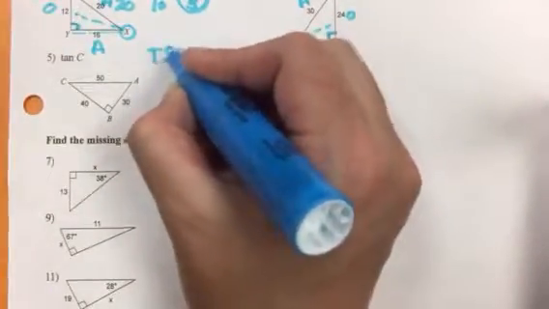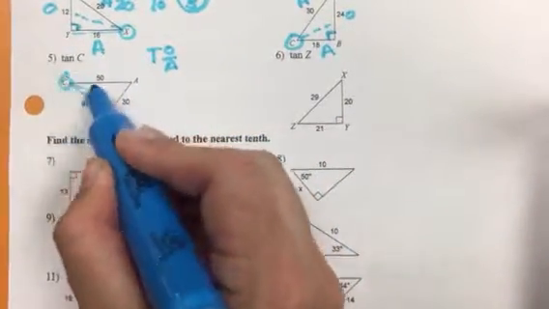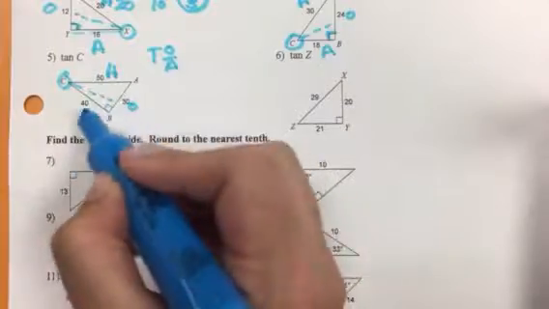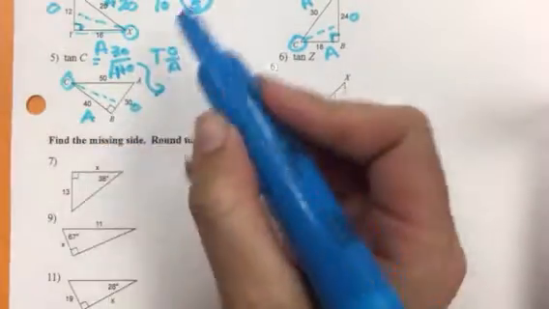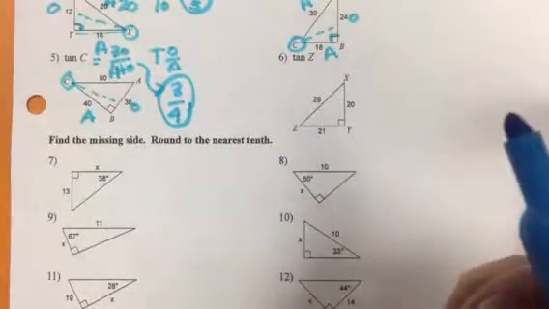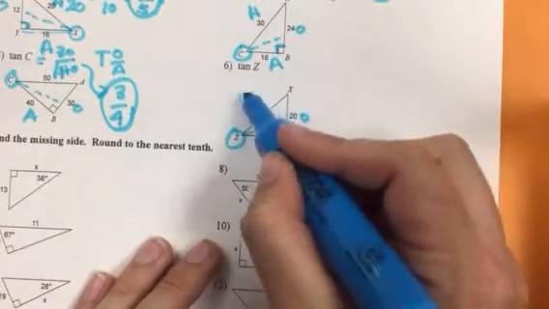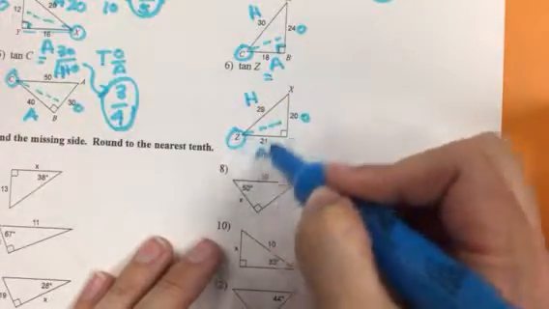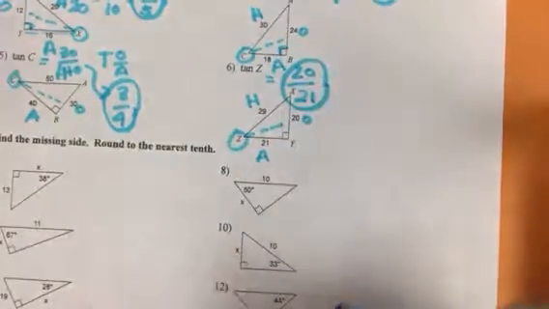Tangent. We'd use TOA. So I'm using angle C, opposite, hypotenuse, adjacent. Tangent would be O over A. 30 over 40, whoops, getting messy, which equals 3 over 4 for our reduced ratio. Tangent of Z, opposite, hypotenuse, adjacent. Tangent is O over A, 20 over 21, does not reduce, so we leave our ratio alone.